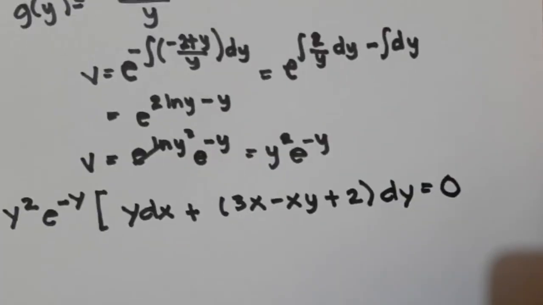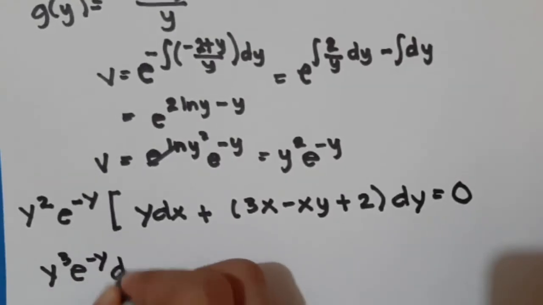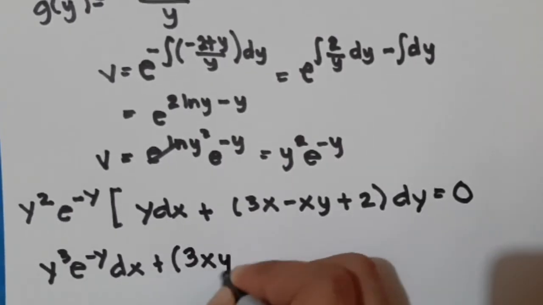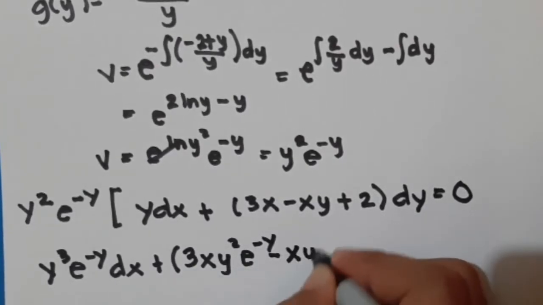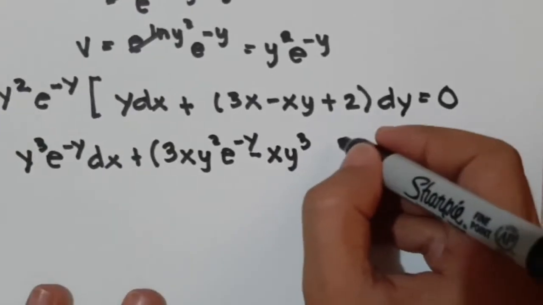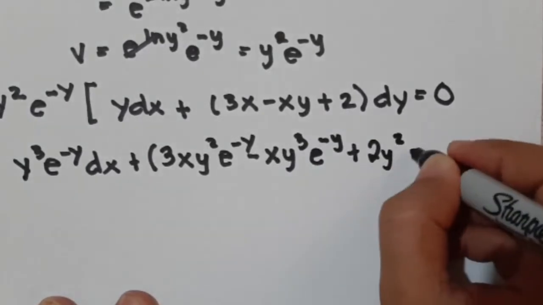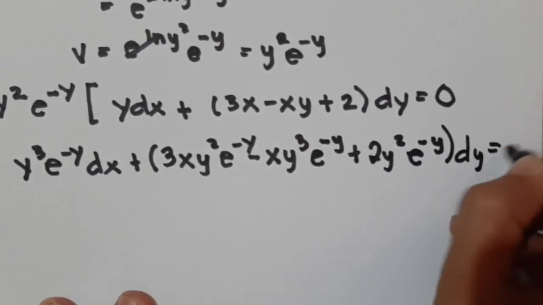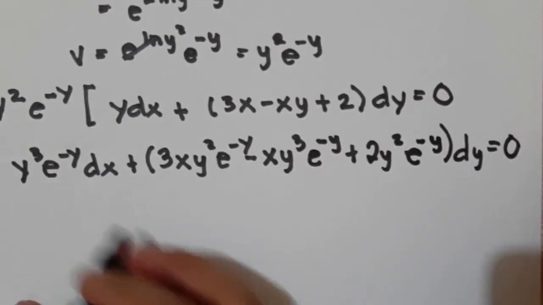Multiply by y squared e raised to negative y, that is y cubed e negative y dx plus (3x y squared e negative y minus x y cubed e negative y plus 2y squared e negative y) dy is equivalent to 0. So now we will test for exactness.